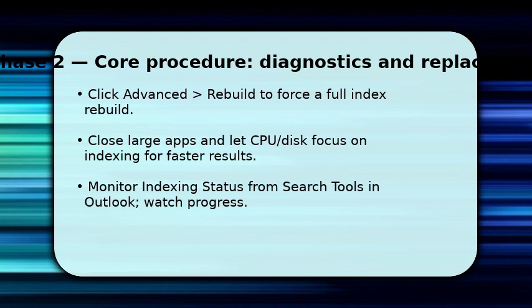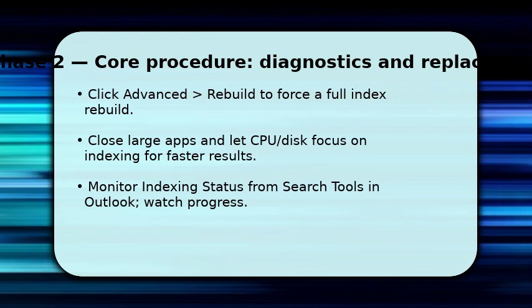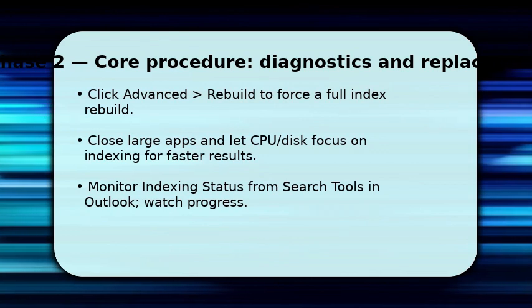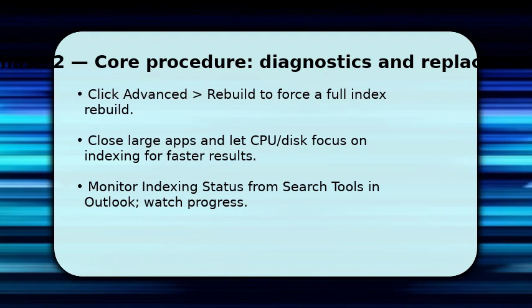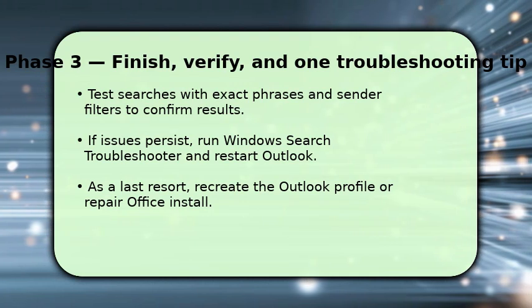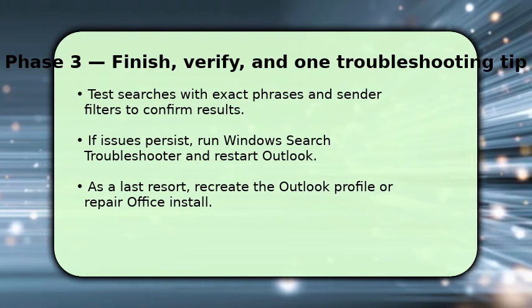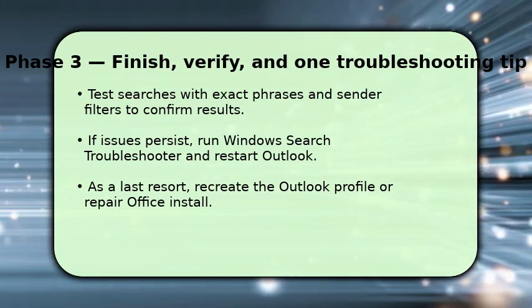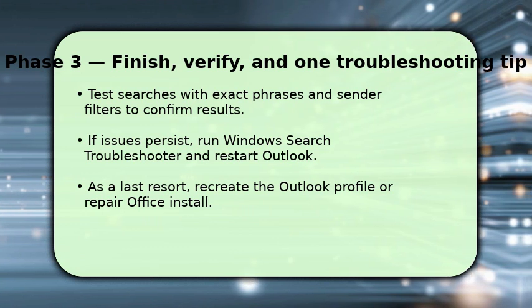Make sure Outlook stays open, then watch indexing status from search tools to see remaining items. If you have multiple mail profiles or large PST/OST files, expect the rebuild to take longer. Remember, after rebuilding, verify indexing by searching for specific phrases, senders, or recent dates so you can confirm coverage. If searches still miss items, run the Windows Search troubleshooter and then restart Outlook.